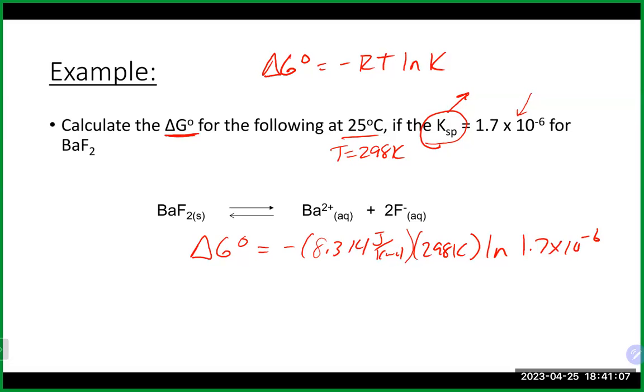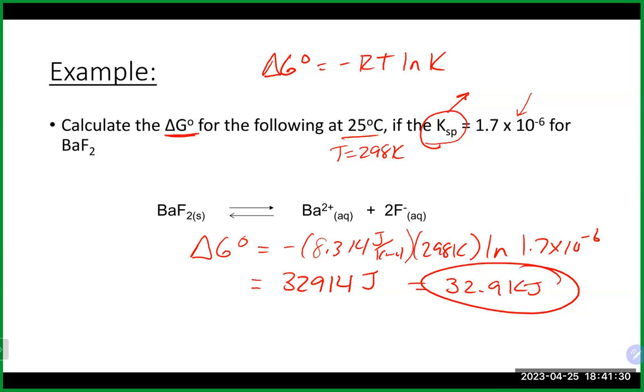Probably times it by that instead of divide would be a better move. Let's try that again. Times it by 8.314. All right, so I think that looks better. We will end up with 32,914 joules. Converting that into kilojoules by dividing by 1,000, about 32.9 kilojoules. Our delta G value here is positive, which means reactants or products favored here?